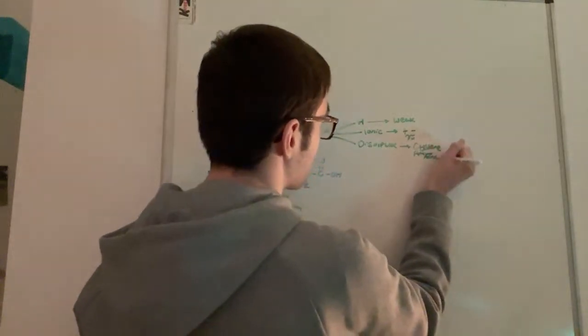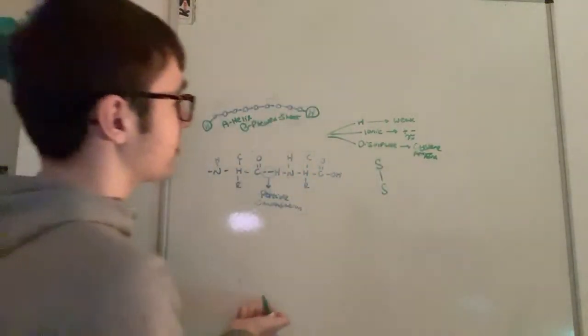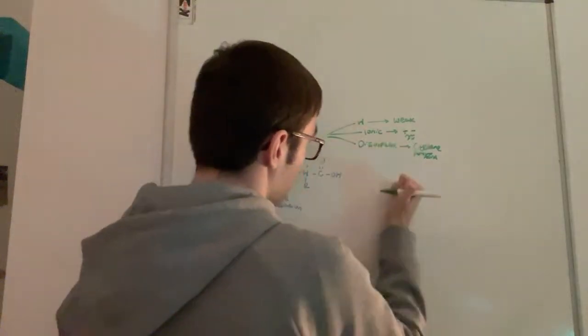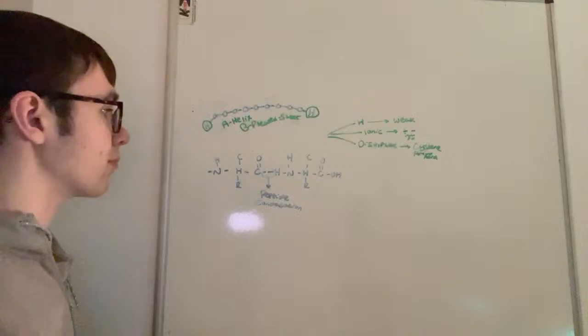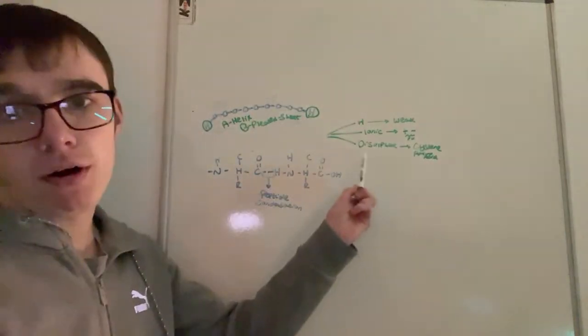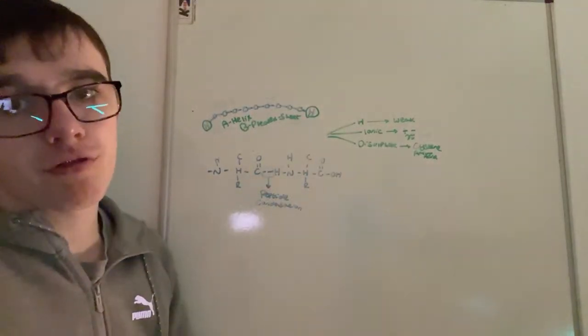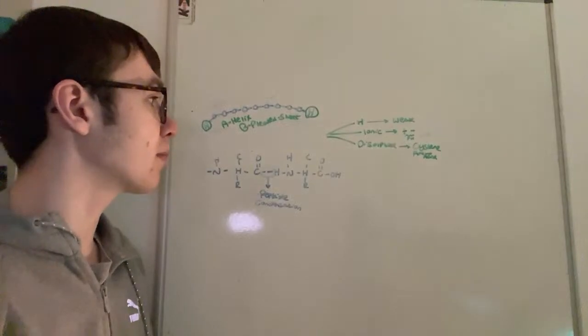And obviously that is two sulfur atoms joined together, which is why it's called a disulfide bridge. It's kind of joining them together like a bridge. And that is a very important thing to talk about in enzyme denaturing as well.